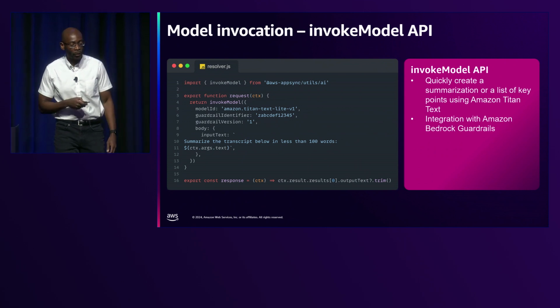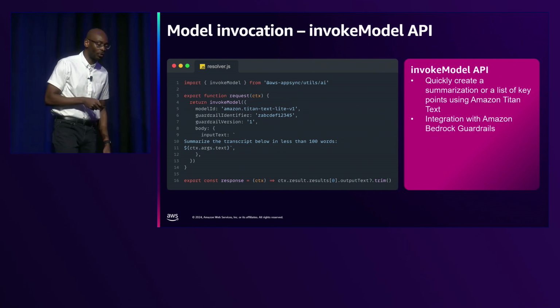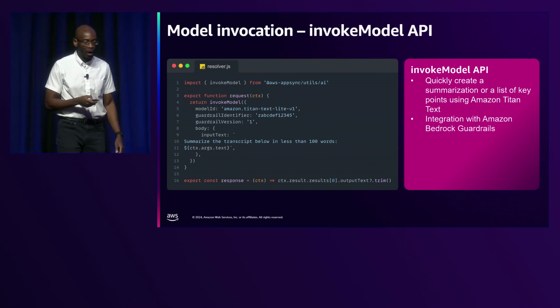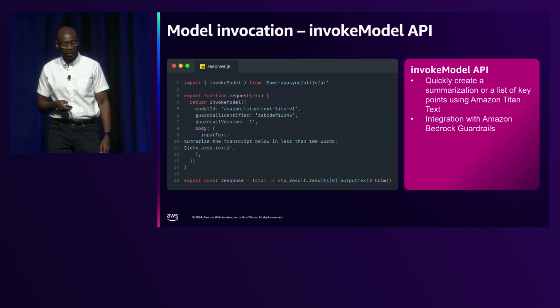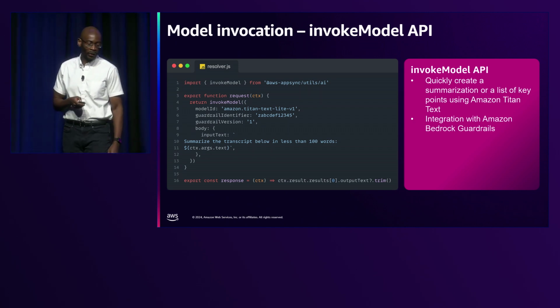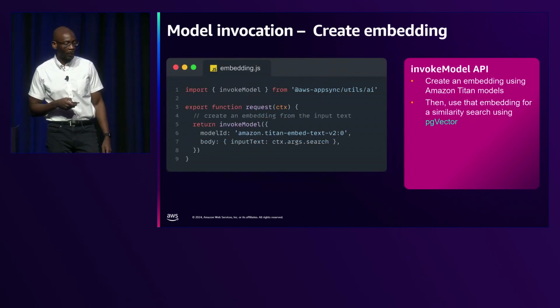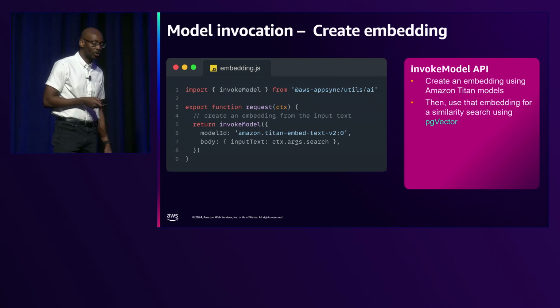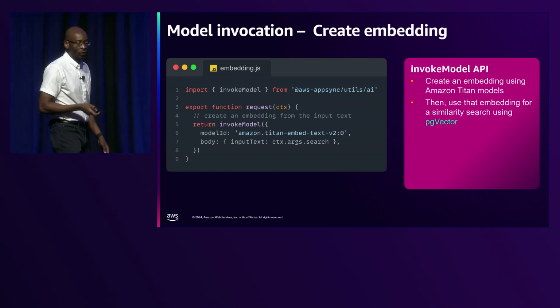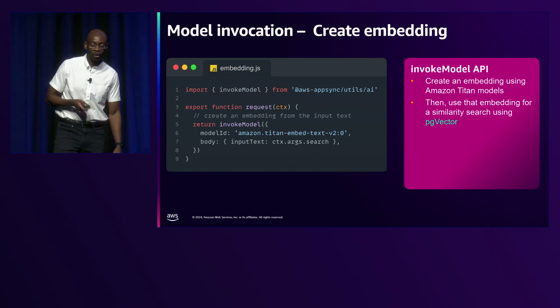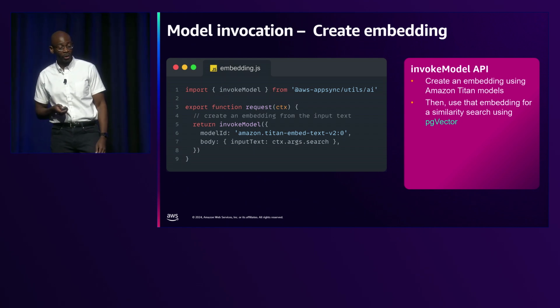I can also use the invoke model API. For example, if I wanted to invoke Amazon Titan, I can do this to create some summarizations and a list of key points. I can use Amazon Titan embed text to also create embeddings. This is super useful if I want to do something like create an API to do similarity search.